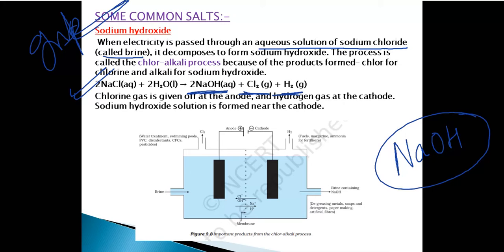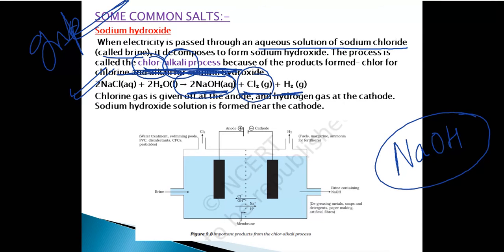So how is sodium hydroxide formed? When electricity is passed through an aqueous solution of sodium chloride, it decomposes to give us sodium hydroxide, chlorine and hydrogen gas. And this process is called the chlor-alkali process. Why is this process called chlor-alkali process? Because one of the products is chlorine and one of the products is alkali. NaOH is the alkali, that is the base, and chlorine you have seen.